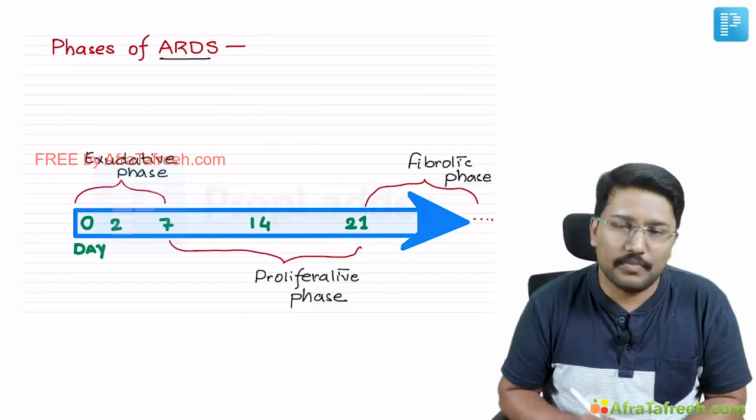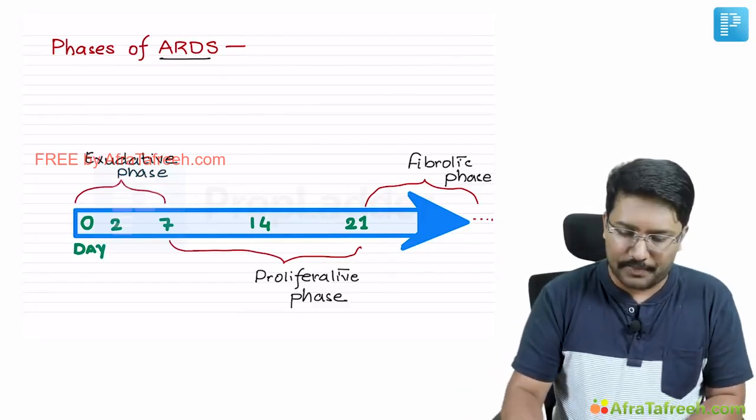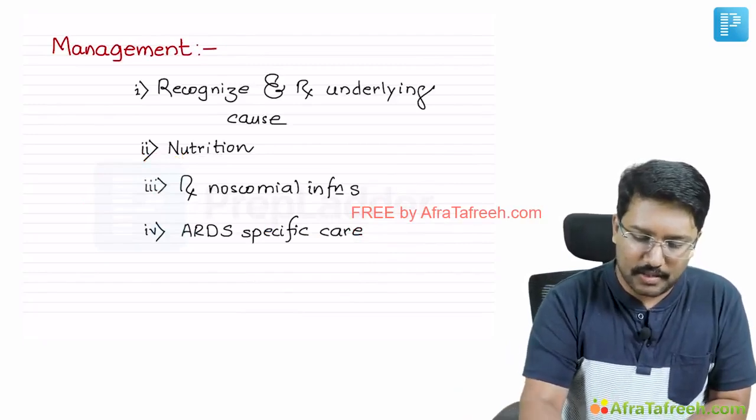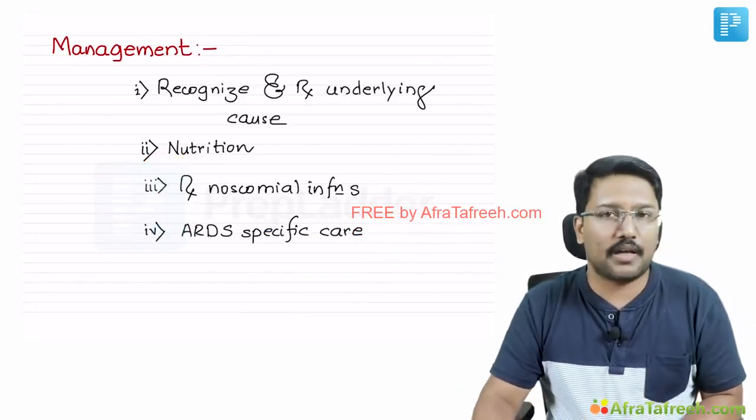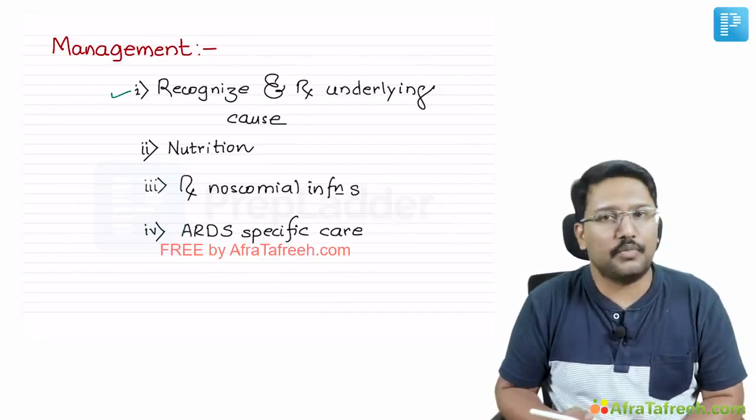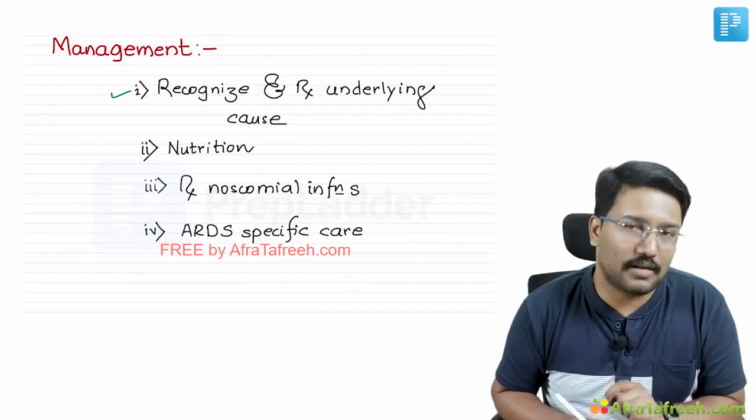Why is it a mechanical problem? We will learn about that in a minute. Okay, so let us look at the management of ARDS. Now, on your priority list, apart from ARDS specific care, will also be some additional parameters. Number one parameter on your priority list should be to recognize and treat the underlying cause.